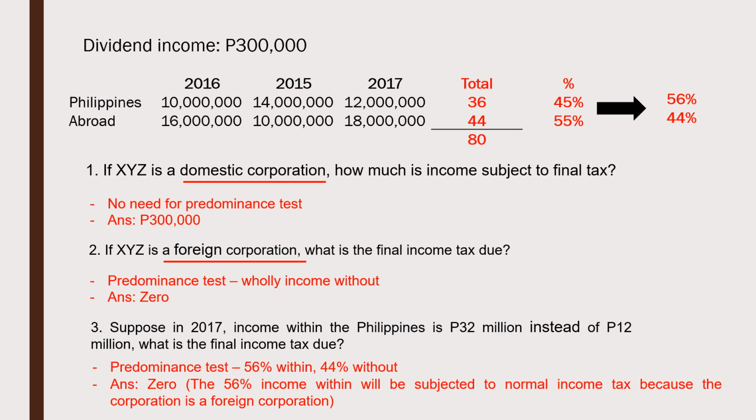But as you can see, the question here is what is the final income tax due? The answer remains to be 0 because the 56% income within will be subjected to normal income tax since the dividend income is still from a foreign corporation. So we only perform this test not to determine what is the income subject to final tax, but rather what is income that will be considered within the Philippines.